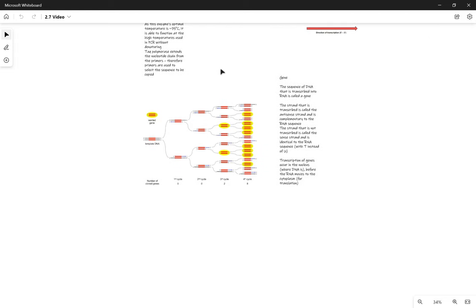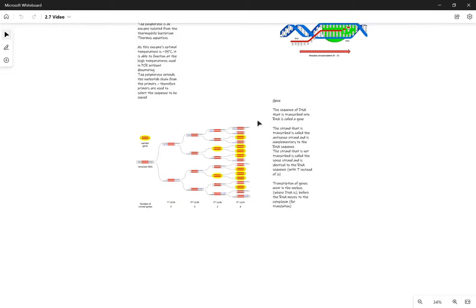So here you've got your template DNA with your wanted gene. You then replicate each many times over, and the amount of DNA doubles every single time. And so you've got your target gene replicated many times with each cycle.